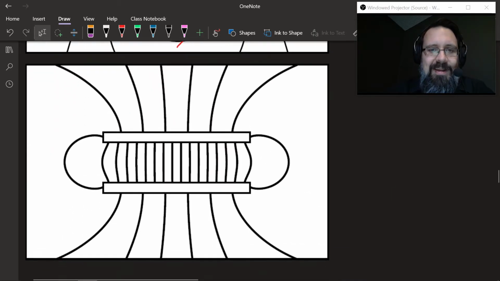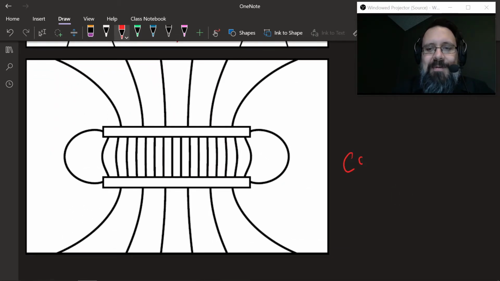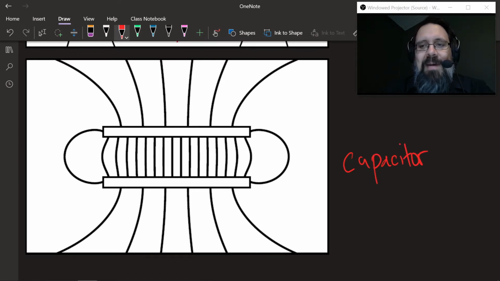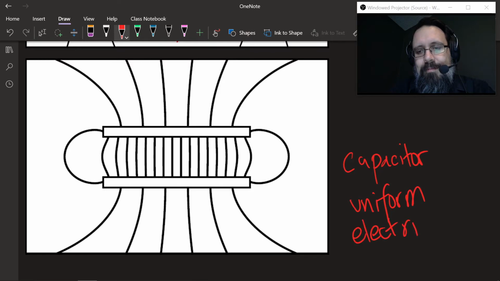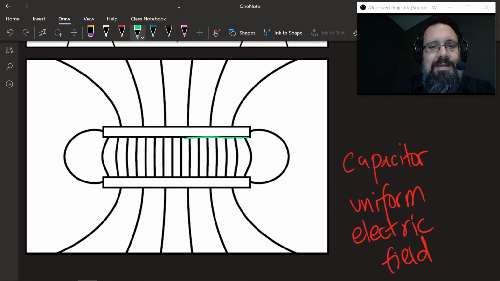The last one is this. This device has a special name. It's called a capacitor. And a capacitor creates a uniform electric field. The uniform electric field is in the center of the capacitor, so you can see that those lines are parallel and evenly spaced. No matter where you go in between these, at any of these points, you have an equal electric field.